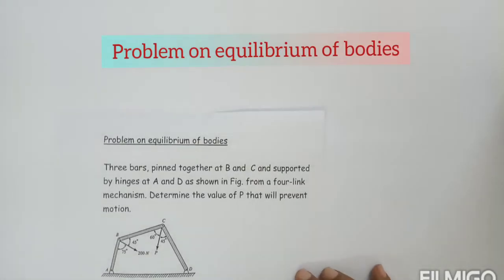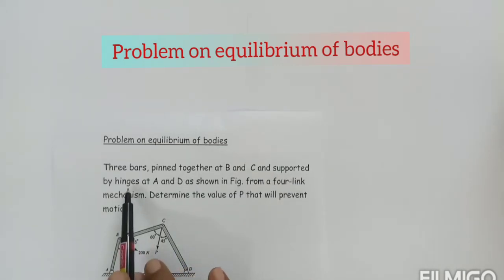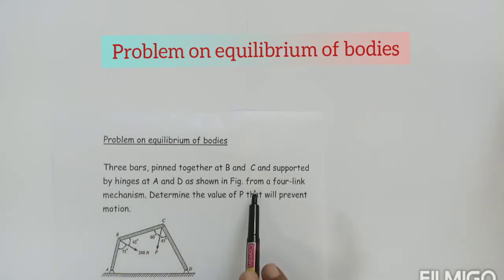Now we'll discuss another problem under equilibrium of bodies. That is, 3 bars pinned together at B and C and supported by hinges at A and D, as shown in the figure, form a 4-link mechanism. Determine the value of P that will prevent motion.